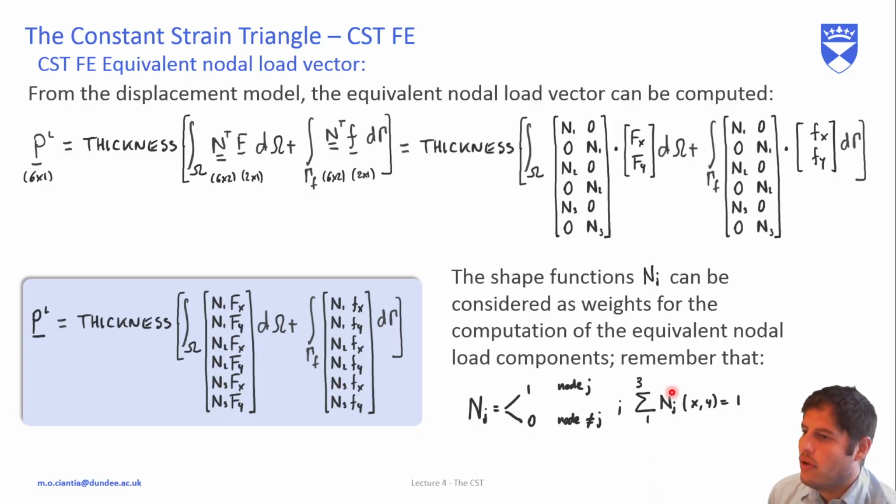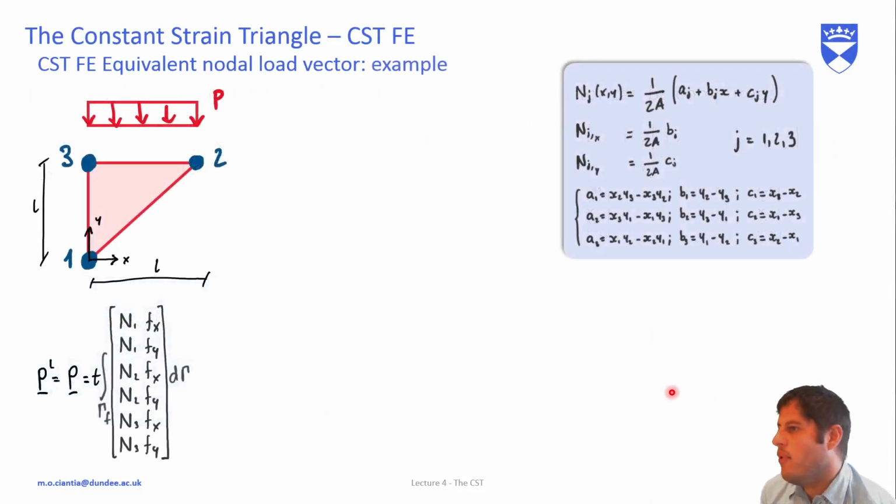So let's see an example to calculate these equivalent nodal load vectors. For example, let's consider this problem here. We have a constant strain triangle finite element with nodes 1, 2, and 3, and a pressure load on this surface, on this line, from node 2 to 3. So the equivalent nodal load vector, P, is equal to the thickness t of the element times the integral over the surface of N1 fx, N1 fy, N2 fx, N2 fy, etc.